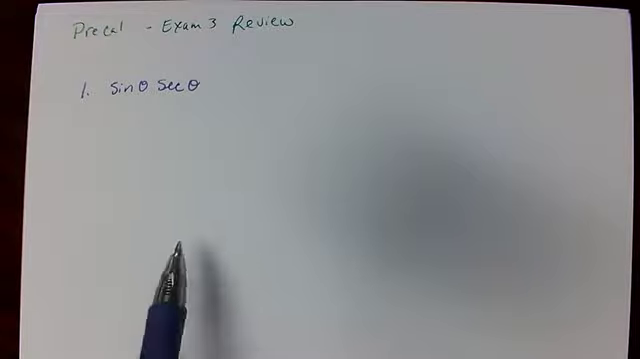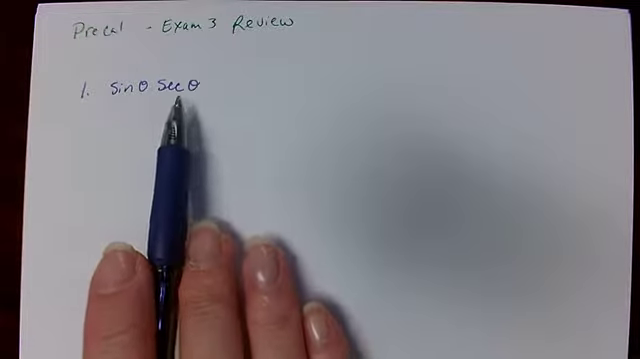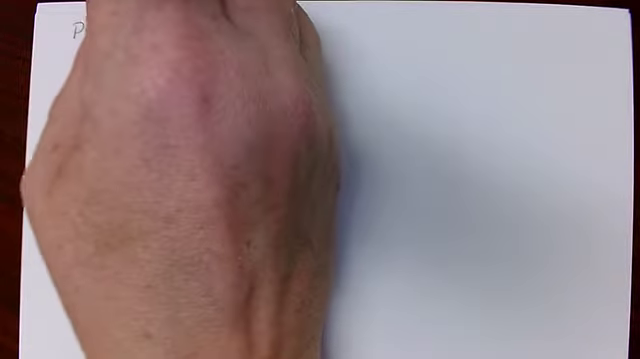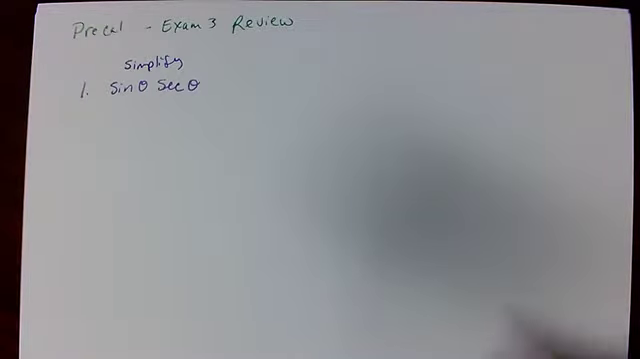All right, so we are working on our pre-cal exam 3 review, and we're going to do some of the problems that are associated. So the first one we're looking at is sine theta, secant theta. And we are trying to simplify trigonometric expressions. So all we're doing is we're going to simplify. We don't know what it's equaling. We're trying to figure that out.